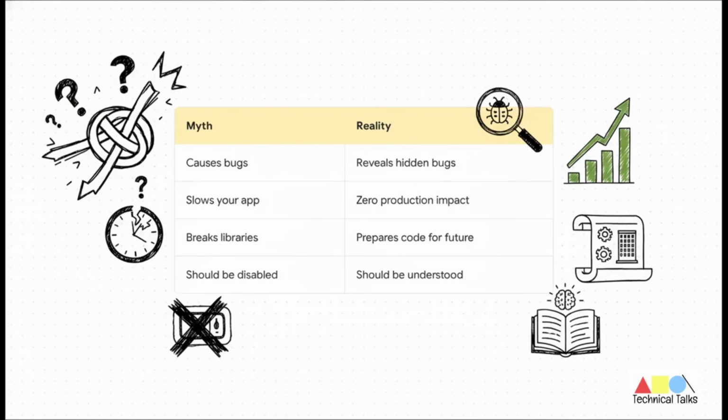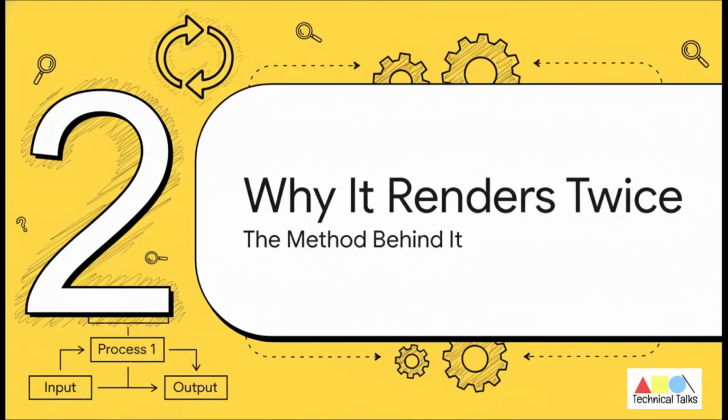And this is where we really flip the script. We think Strict Mode is causing bugs because we see our effects run twice. But in reality, it's just shining a giant spotlight on bugs that were already lurking in the shadows. We think it slows things down, but no, zero production impact. So instead of disabling it, we should really learn to embrace it as a guide for writing cleaner and more future-proof code. All right, let's get to the main event, that infamous double render.